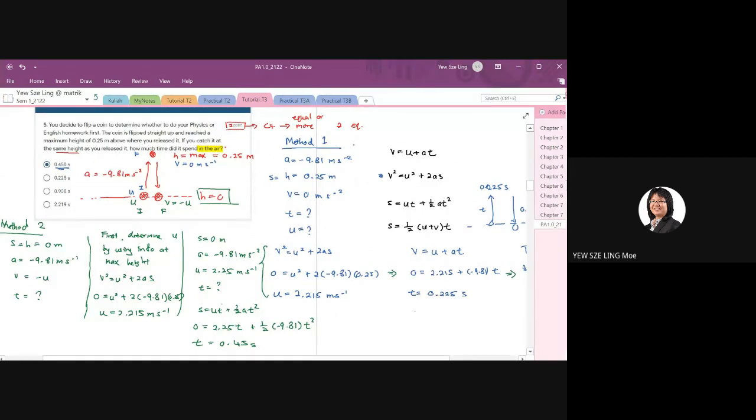I want you to copy down method 1 and method 2, both methods. So I give you 5 minutes to write it down before I proceed to the next question. Alright. So difficult questions in Physics are not many. This is one of the difficult questions. So I give you 5 minutes to write it down. Make sure to write down both method 1 and method 2.